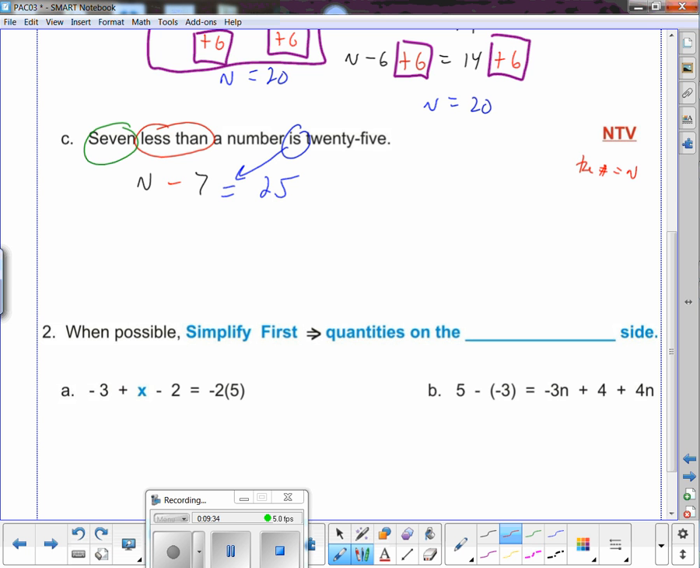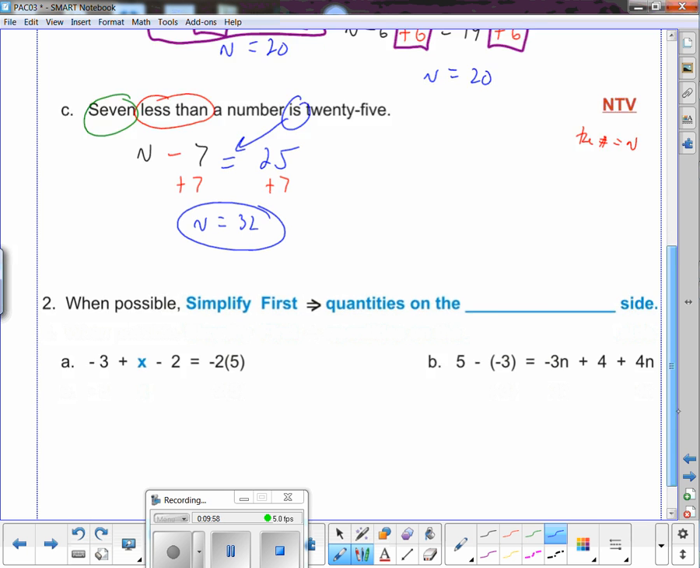Okay, so again, to solve this, hopefully you think you're going to add a positive 7 to both sides. That leaves us n plus 0 on the left, which is n, and the right is 32. And n equals 32. And sure enough, isn't 7 less than 32 25? It is. But again, you guys just got to be careful with that less than.